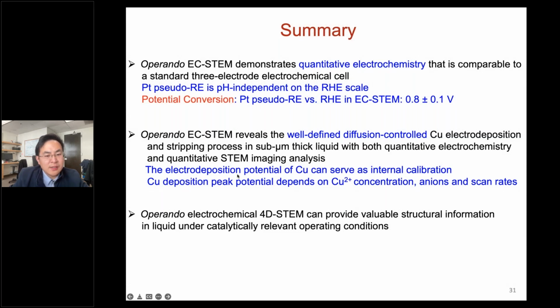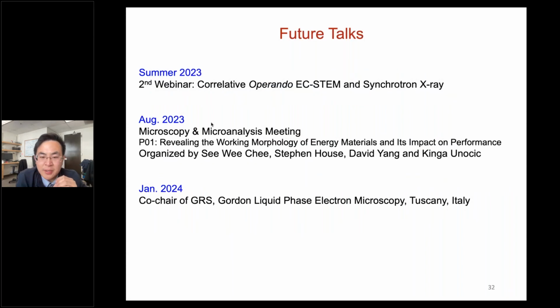So the last thing I want to let you be aware of: we would have a second webinar next summer to show you the correlative open study with E-system and also synchrotron X-ray, both hard X-ray and soft X-ray beamlines. That would be focused on the recent work published in Nature.